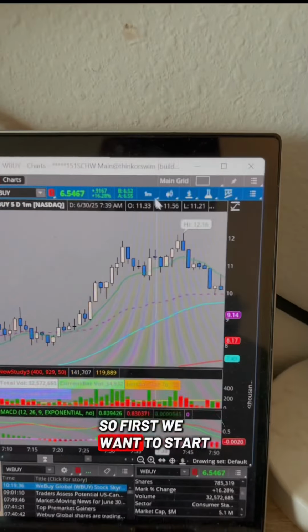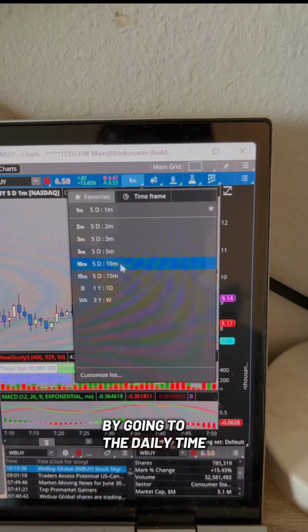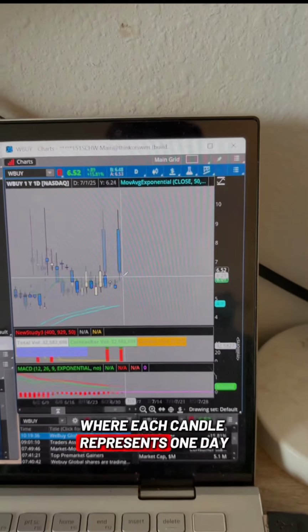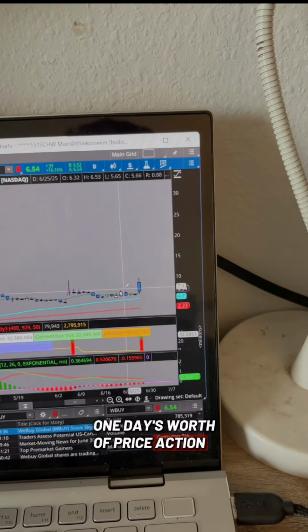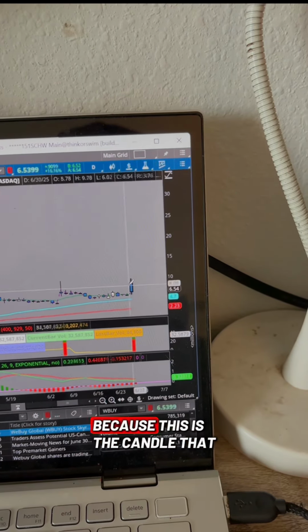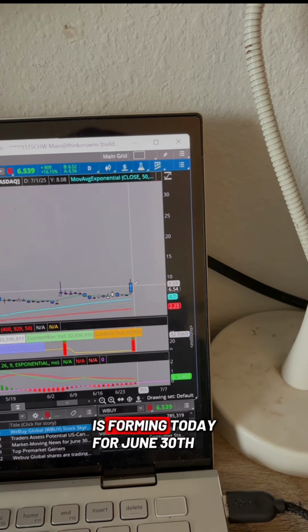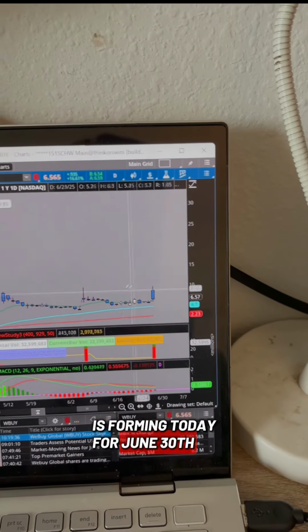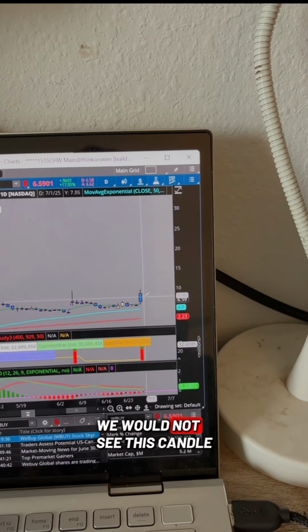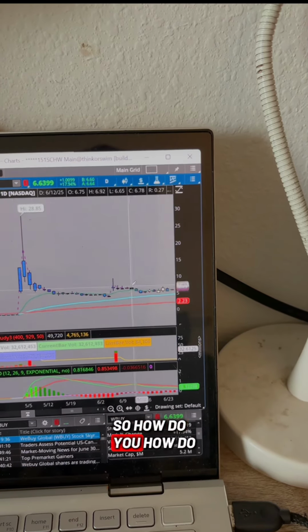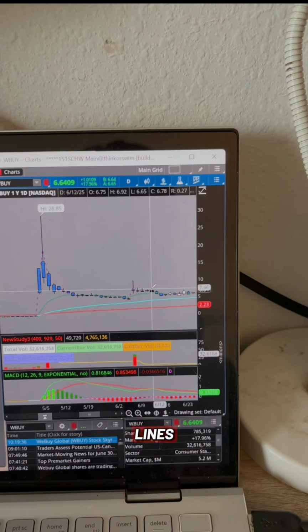So first, we want to start by going to the daily time frame, where each candle represents 1 day's worth of price action. We're going to exclude this candle here because this is the candle that is forming today for June 30th. So this one will be disregarded, because if we're looking at this pre-market, we would not see this candle here. So how do I know where to put these lines?